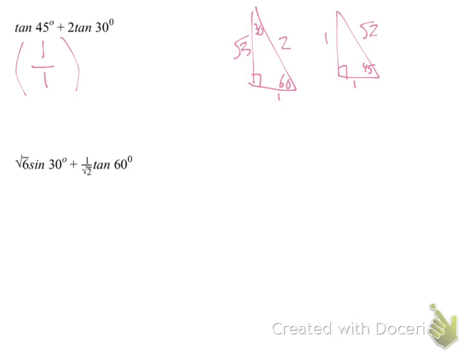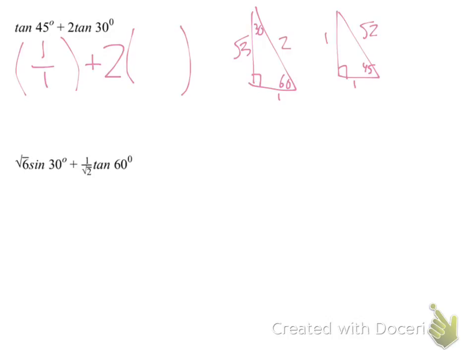Hey, wait a minute. We're on a new page. And I need my reference triangles. So I'm going to draw them. Okay, so we have those. Now we have to do tangent of 45. 45 tangent is opposite over adjacent, which ends up being 1 over 1. We like that. That's not bad. The 2 stays on the outside.